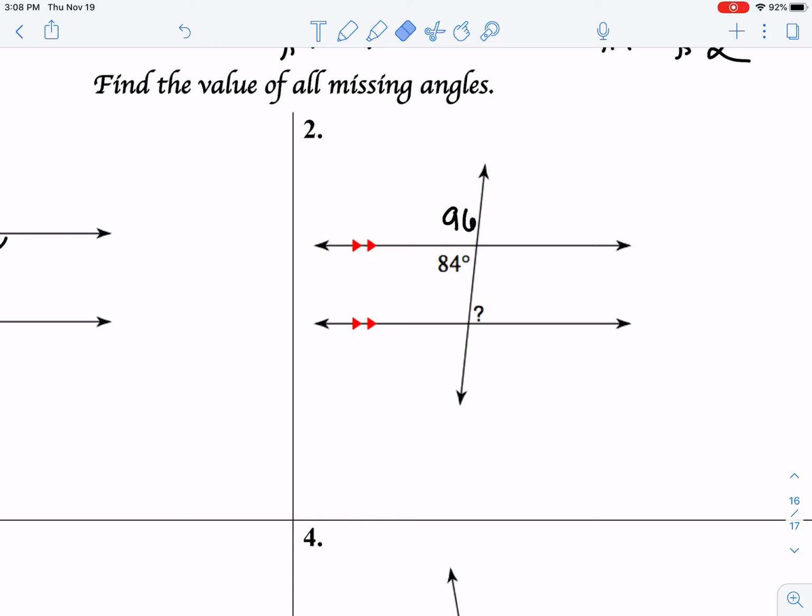Well, what's cool about that being 96 is that I know this is 96. And I know this is 84. And this angle right here is also 96 because it's bigger. Then this is 96 because they're the same. And this is also a question mark. So the only two angles I've had are 96 and 84. So it must be 84.